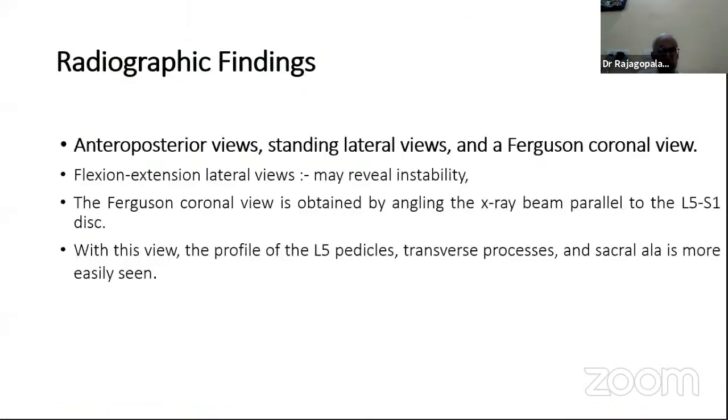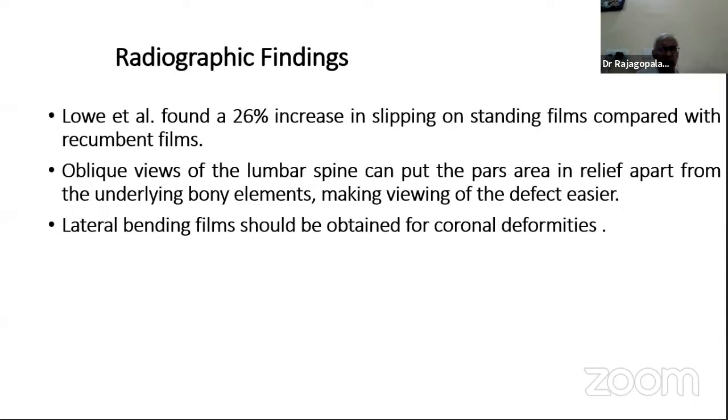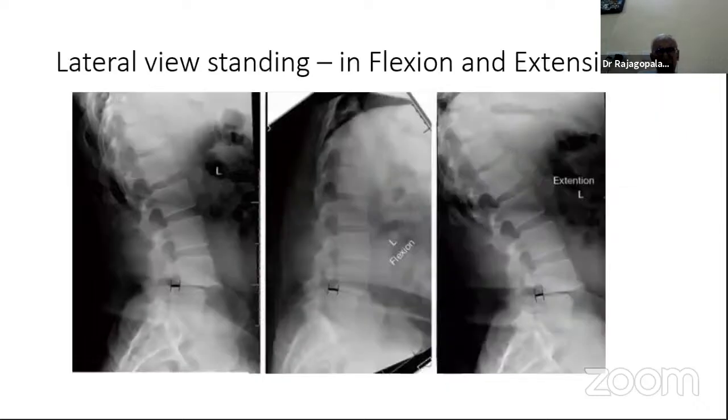AP view, Napoleon hat sign, I'm not going into that. What are the views you need? Here also is a Ferguson coronal view. Flexion extension films, lateral or forward bending films, or dynamic X-rays are very important. There is a record that even a standing film shows an increase compared to a lying down film. That is why dynamic X-rays are very important.